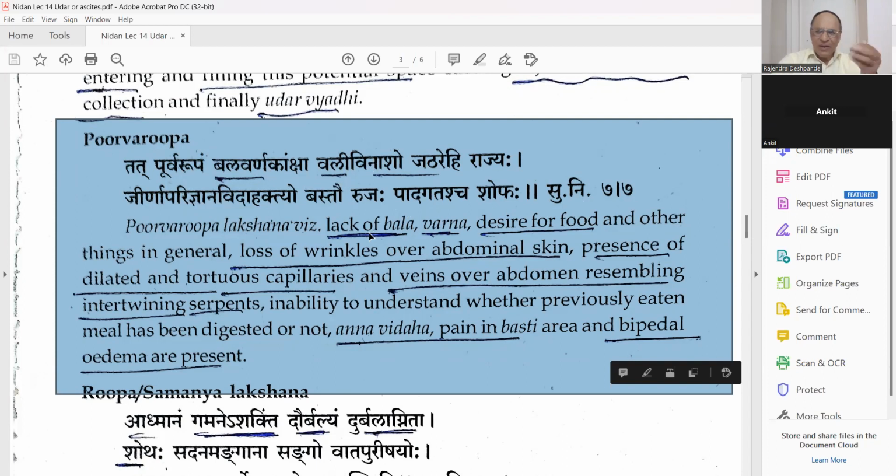Physically, he will be very much weak because the liver has damage. Liver is responsible for metabolism, to get proper proteins, proper carbohydrates, proper fats. The liver is damaged, so there will be loss of strength. Then varna will be lost, because luster, complexion, and glow will go away.